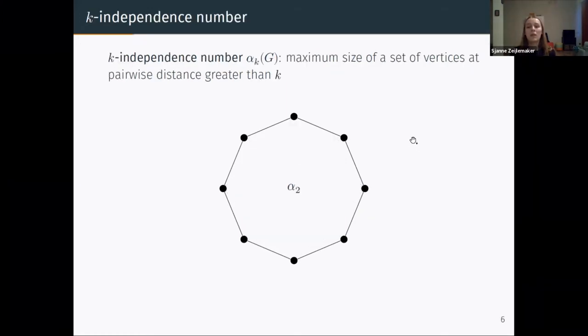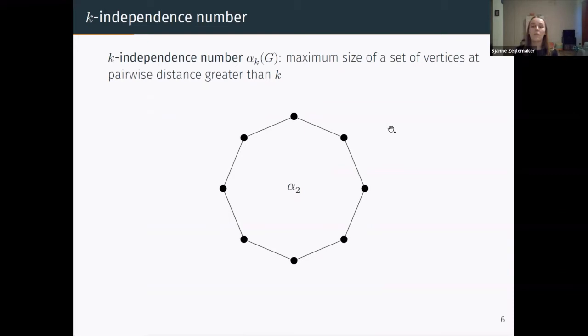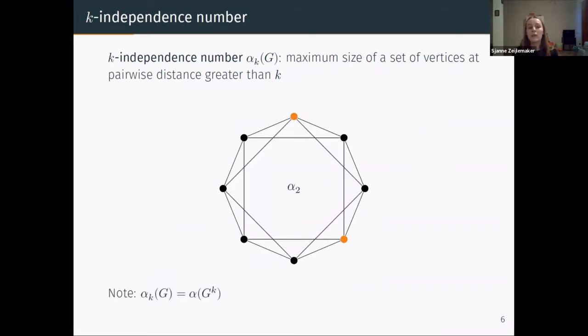And in a similar way, we can generalize the independence number. The k-independence number is the maximum size of a vertex set where their pairwise distance is greater than k. So k is 1 just means that they're not allowed to be neighbors, so that's the normal independence number. But for k is 2, for example, in this 8-cycle, we can only find a maximum set of size 2. An easier way to think about it is that the k-independence number is really just the independence number of this kth graph power. As you can see here, indeed, if you draw the extra lines, then all these black vertices are connected to an orange one somehow. So the set is really maximal.